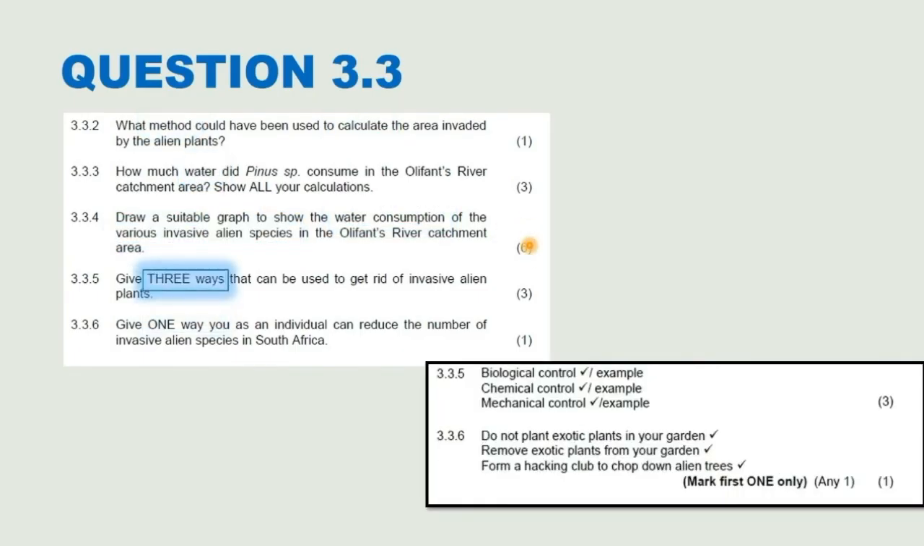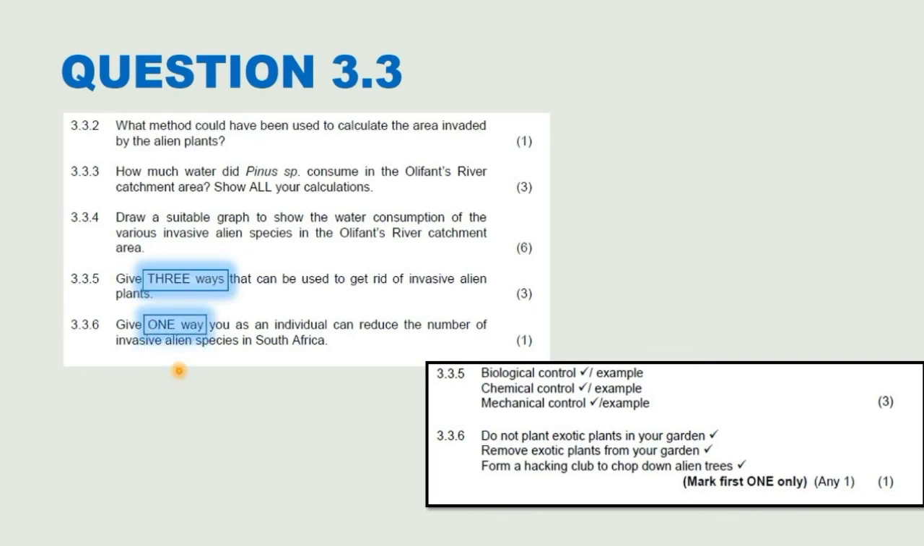Then question 3.3.5, give 3 ways that can be used to get rid of an alien invasive species. So we can make use of biological control, chemical control, or mechanical control. So for biological control, you can use a specific insect that feeds off of these species. Chemical control can be something like a pesticide or a poison or something that can get rid of it. Mechanical can be a physical method that can destroy these alien species.